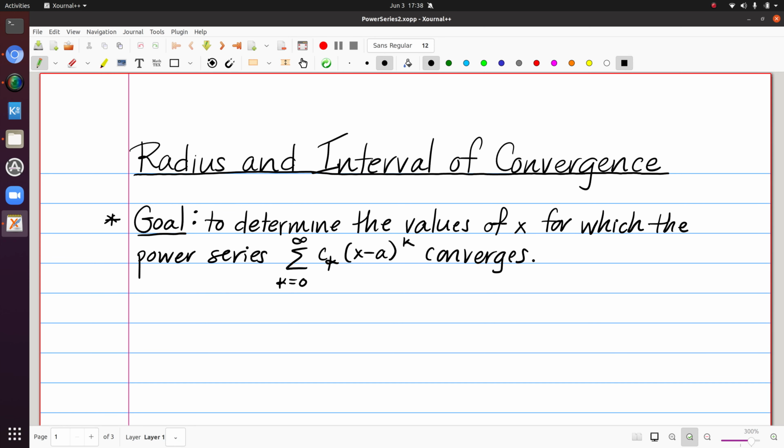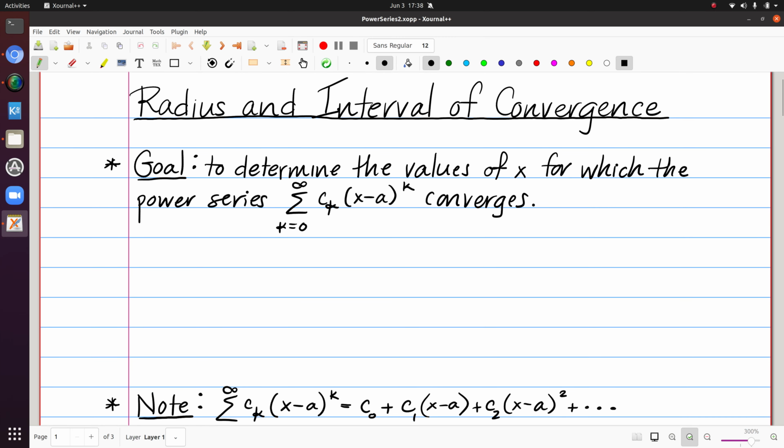We've defined what it means to be a power series, and we've also looked at the idea that if I plug in different values for x, that can affect whether or not the power series converges. So the goal now is to try to look and determine the values of x for which a specific power series converges.